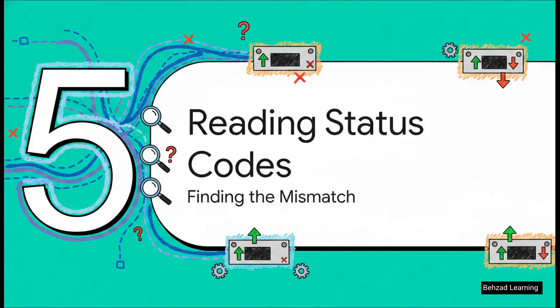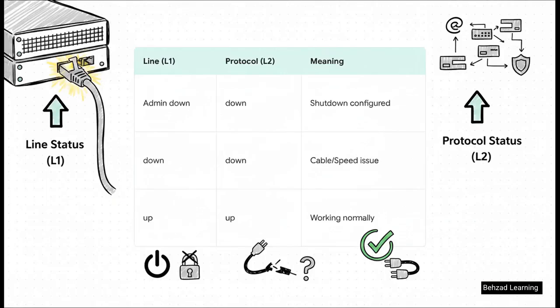Section 5. Reading Interface Status Codes. Here is how we go about finding that mismatch. To spot these hidden problems in the wild, we rely heavily on the show interfaces command, which gives us two critical status codes. Our cheat sheet here breaks this down perfectly. The first code is line status. This is layer 1, the physical hardware. Basically, is the cable actually plugged in?